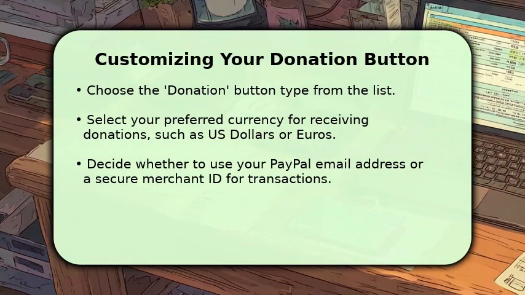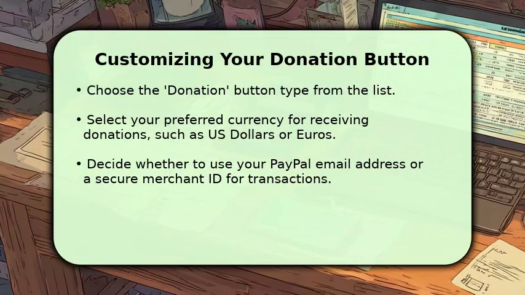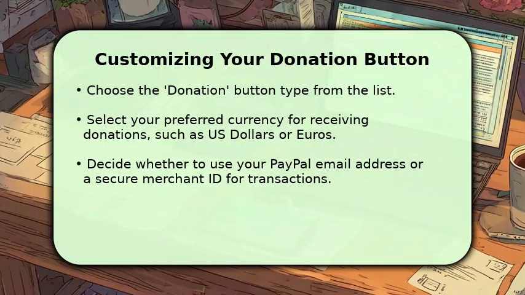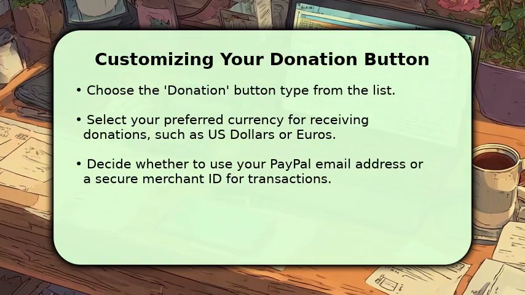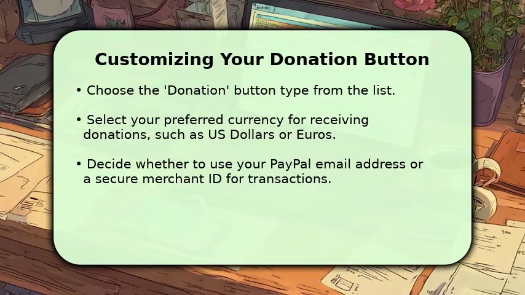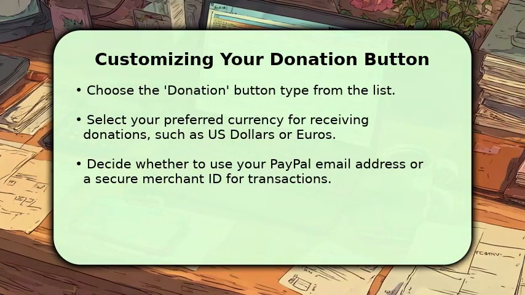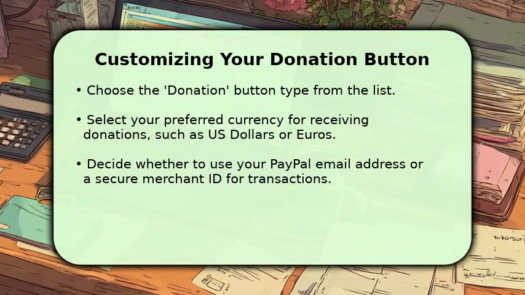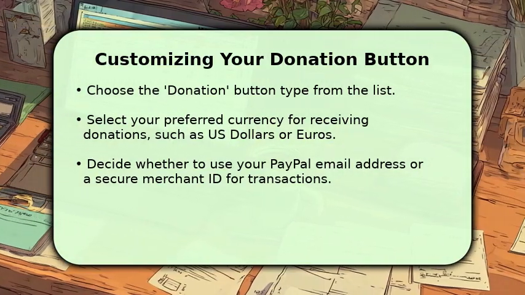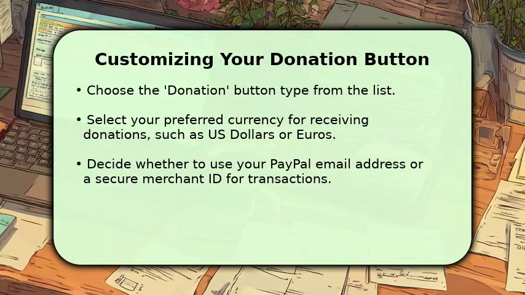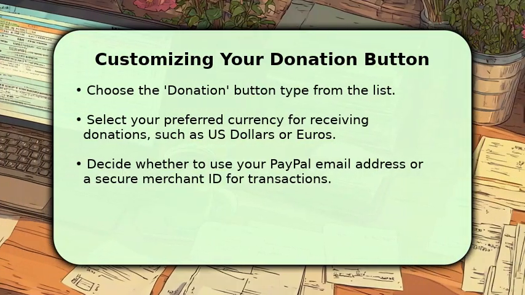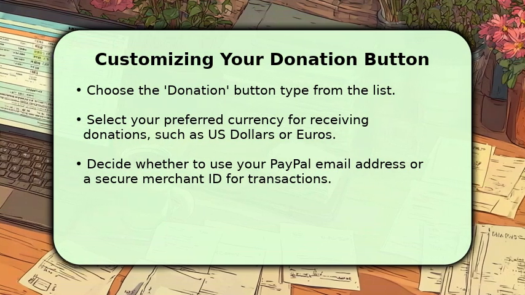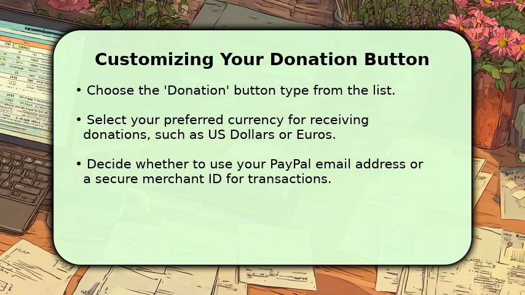You'll then choose your preferred currency, like US dollars or British pounds, ensuring donors can contribute in their local currency. For security, you can opt to use your PayPal email or a secure merchant ID. Finally, personalize the button's look and feel, adjusting its size and text to seamlessly integrate it into your website or platform. This step ensures your button is both functional and visually appealing.